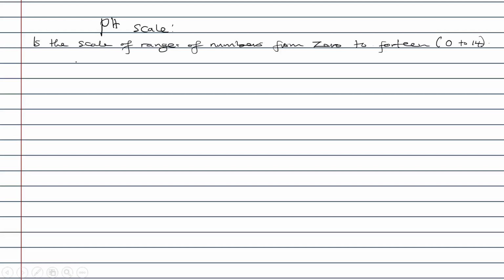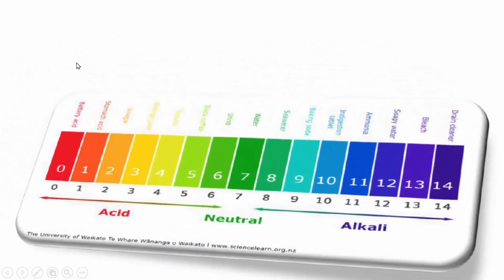Let's now talk of the pH scale. Simply, the pH scale is the scale of range of numbers from 0 to 14. As we can see down here, we have the pH scale. It has numbers ranging from 0, and this is our 0 here, to 14.